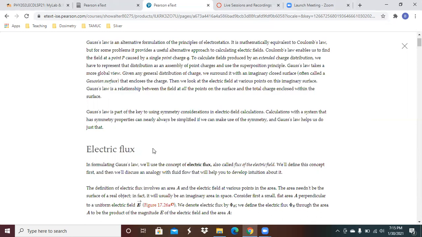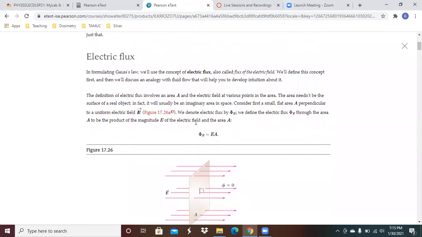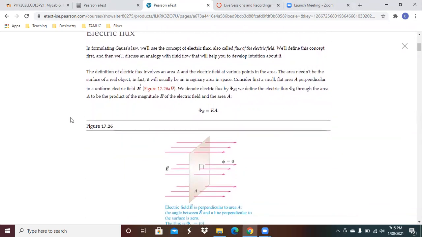So Gauss's law is a part of the key to using symmetry considerations in electric field calculations. Calculations with a system that has symmetric properties can nearly always be simplified if we can make use of the symmetry, and Gauss's law helps us to do that. That's one of the things about physics. If we can apply something and make it simple, that's what we're going to do.